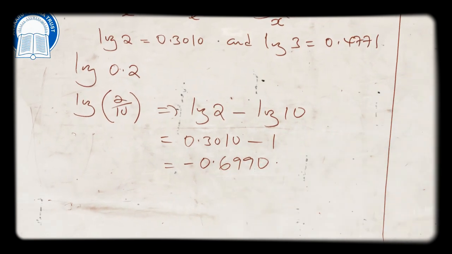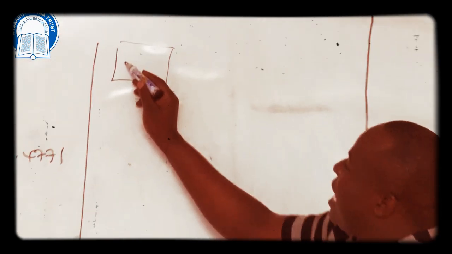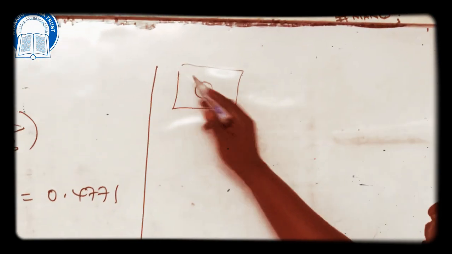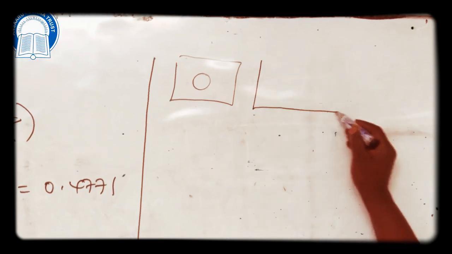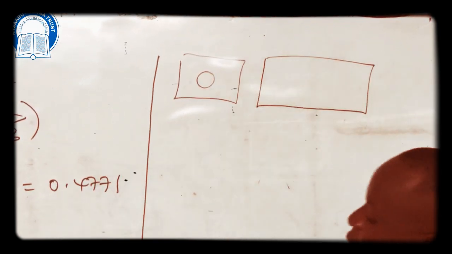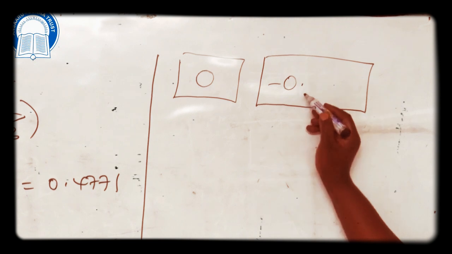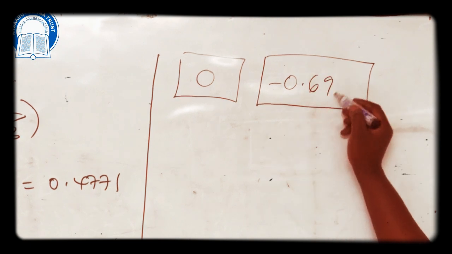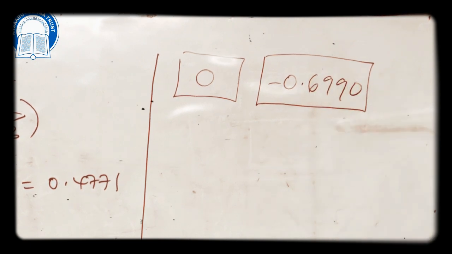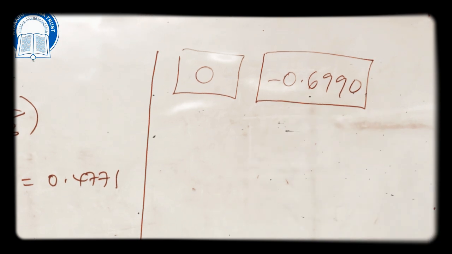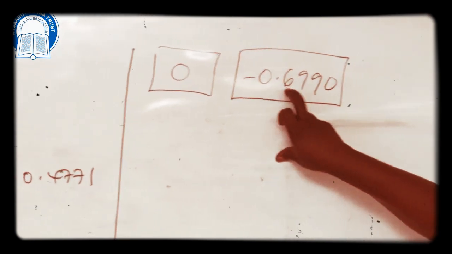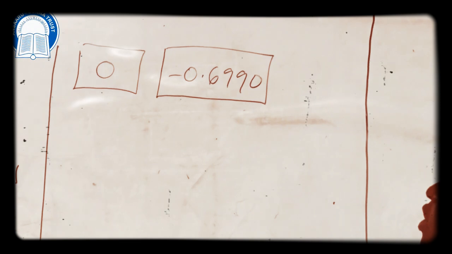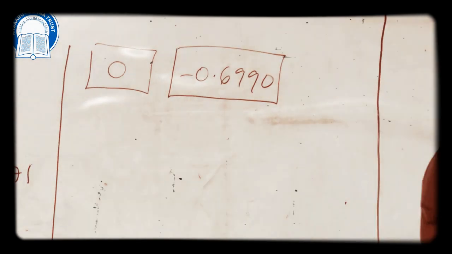There are two numbers here, clearly. There is the characteristic, which happens to be 0. And there is a mantissa, which is a negative 0.6990. This number here can never be negative. That's what I've said. So how do you make this number positive? You borrow 1 from the characteristic.